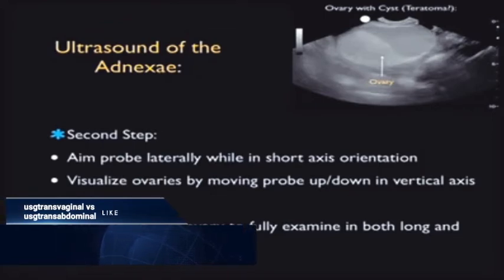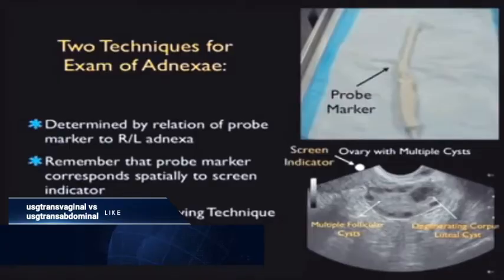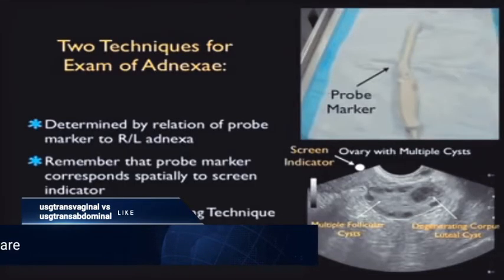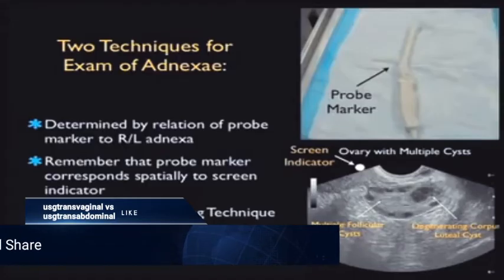Now let's discuss the specific techniques that are used for examination of the adnexa. We note here a typical endocavitary probe to the upper right. Note the marker is the notch on the top of the probe, and note the endocavitary probe has a slight curve away from the marker. Let's look at the picture to the bottom right, and we see here an ovary with multiple cysts. Note the screen indicator, that small white circle here towards the left of the screen.